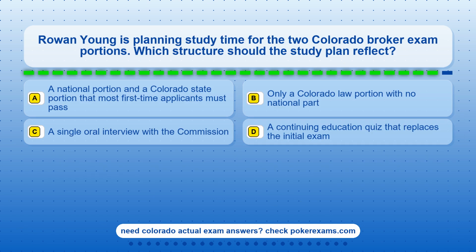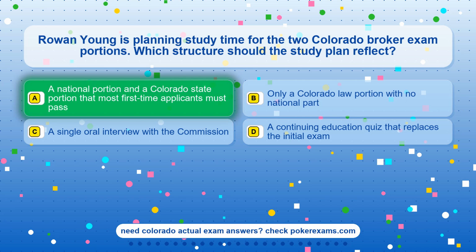Question 2. Rowan Young is planning study time for the 2 Colorado broker exam portions. Which structure should the study plan reflect? Option A. A national portion and a Colorado state portion that most first-time applicants must pass. Option B. Only a Colorado law portion with no national part. Option C. A single oral interview with the commission. Option D. A continuing education quiz that replaces the initial exam.